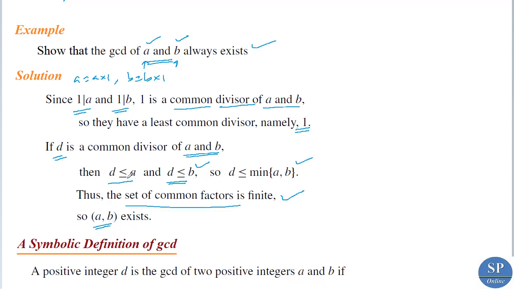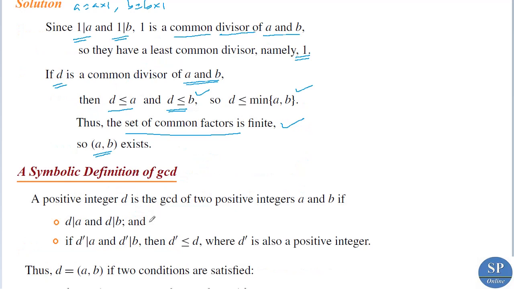Now, the symbolic definition of GCD. A positive integer d is the GCD of two positive integers a and b if d divides a and d divides b, and if d' is a divisor of a and d' is a divisor of b, then d' should be less than or equal to d, where d' is also a positive integer.